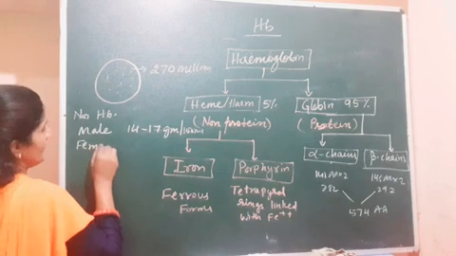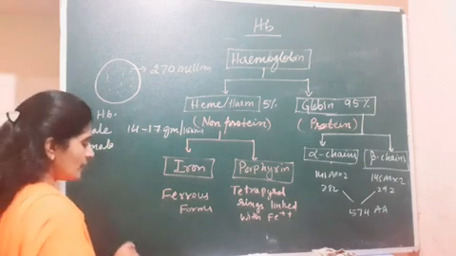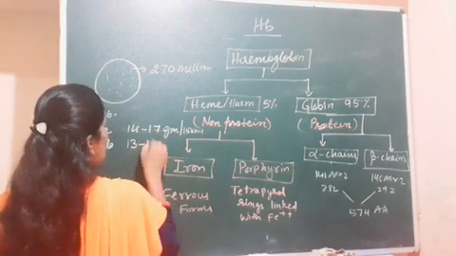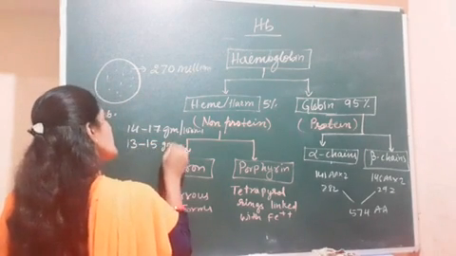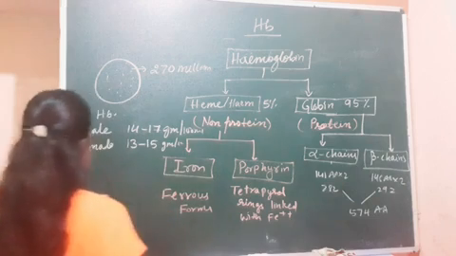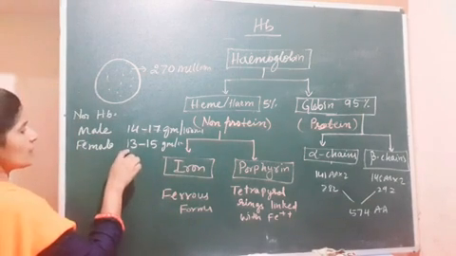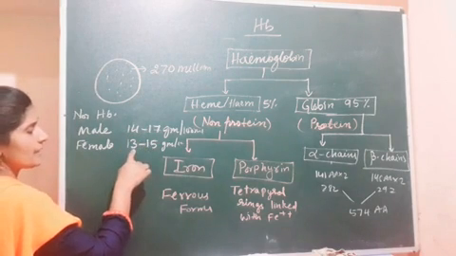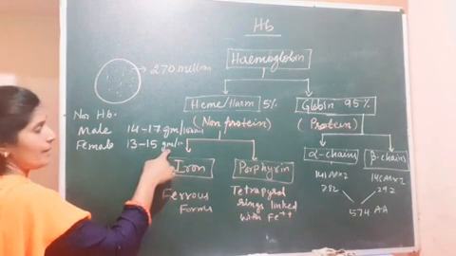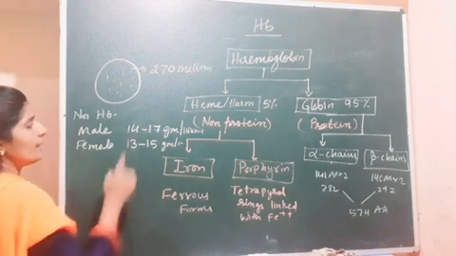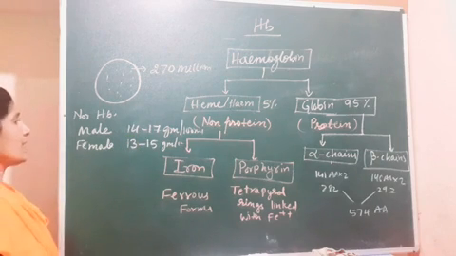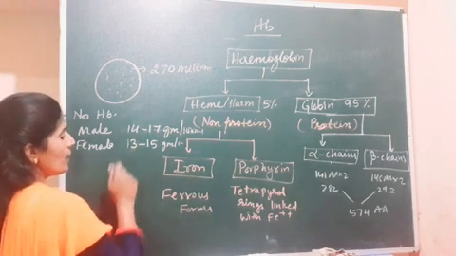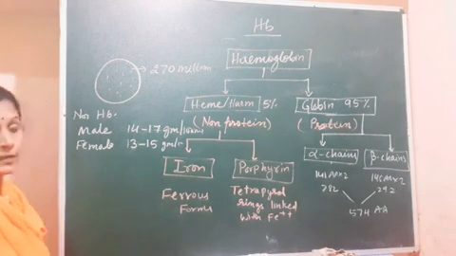In the female, the HB count is 13 to 15 grams per 100 ml of blood. So HB count is also different in the male and female. In the female it is 13 to 15 grams per 100 ml of blood, and in the male it is 14 to 17 grams per 100 ml of blood. This is the normal hemoglobin that has to be present in the blood.